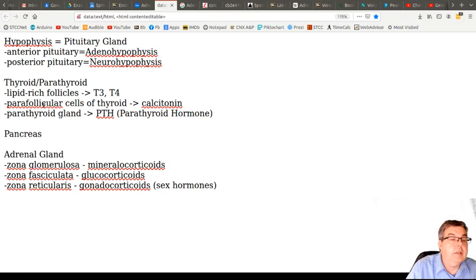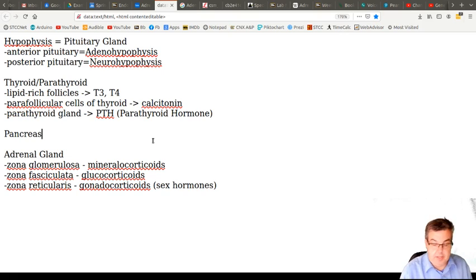But now I want to point out here, parafollicular and parathyroid are often stumbling blocks for students. They see para, they figure it's this one. But the cells between the follicles are called parafollicular cells of the thyroid.